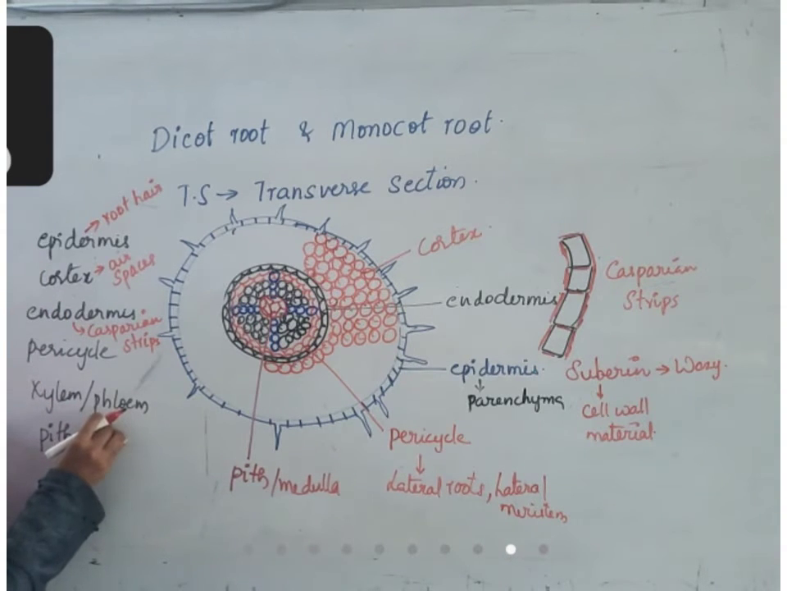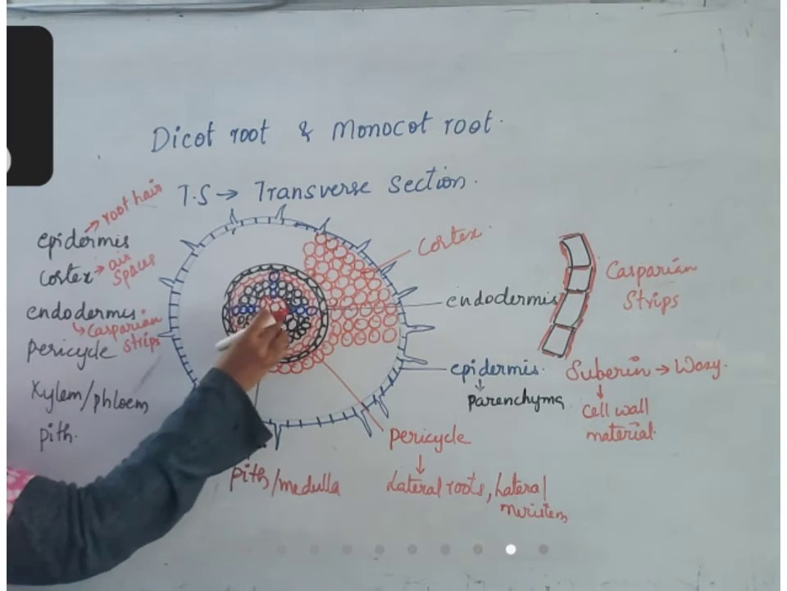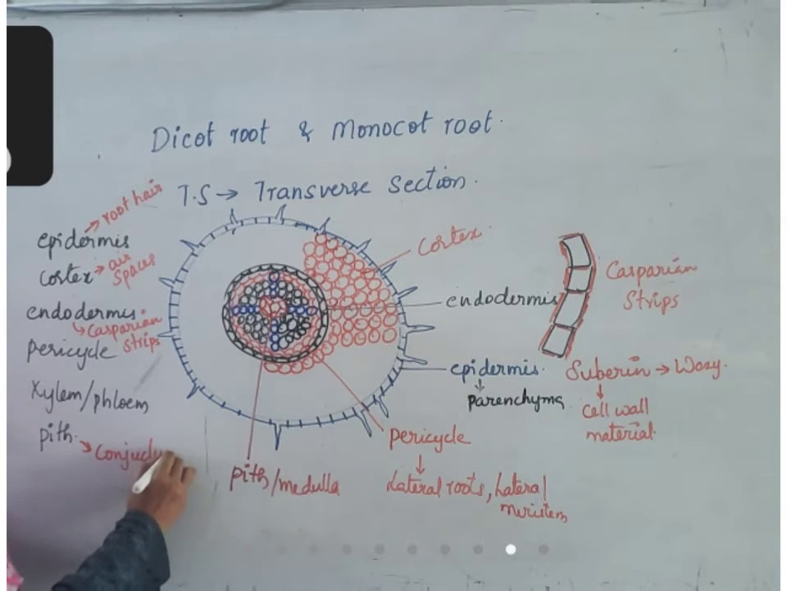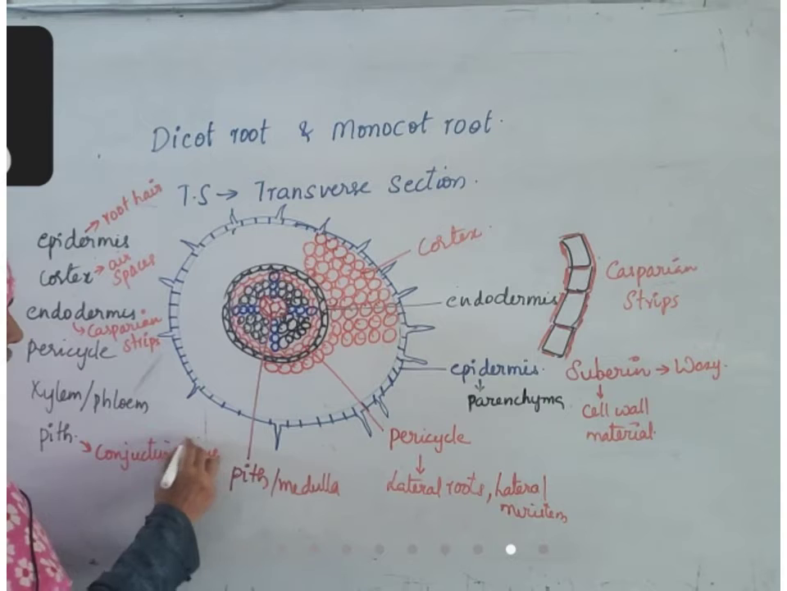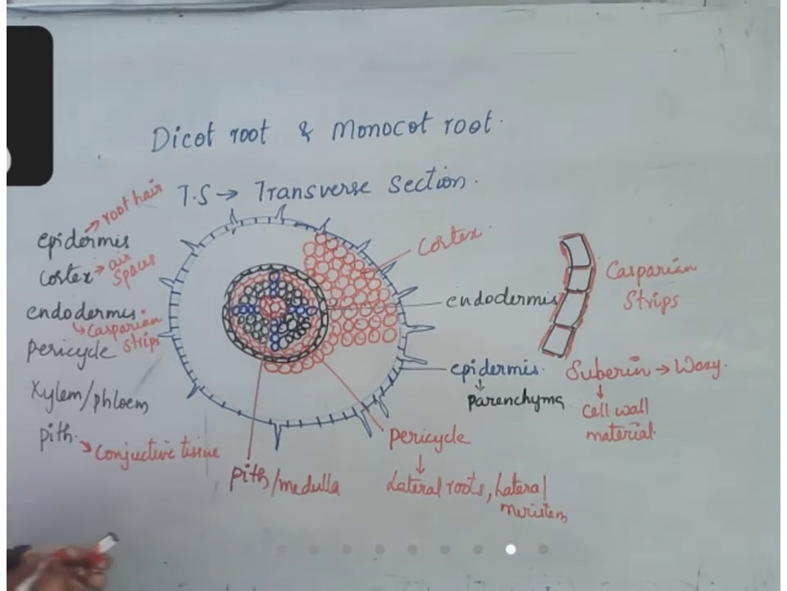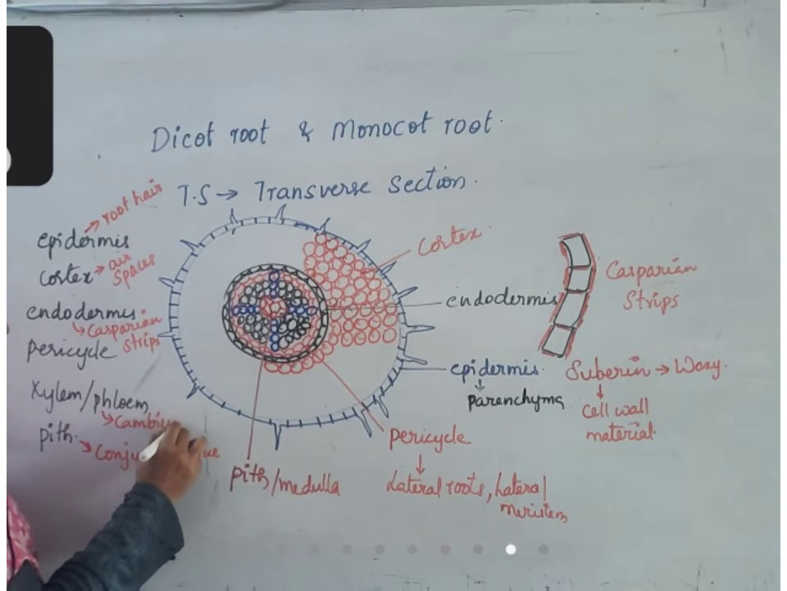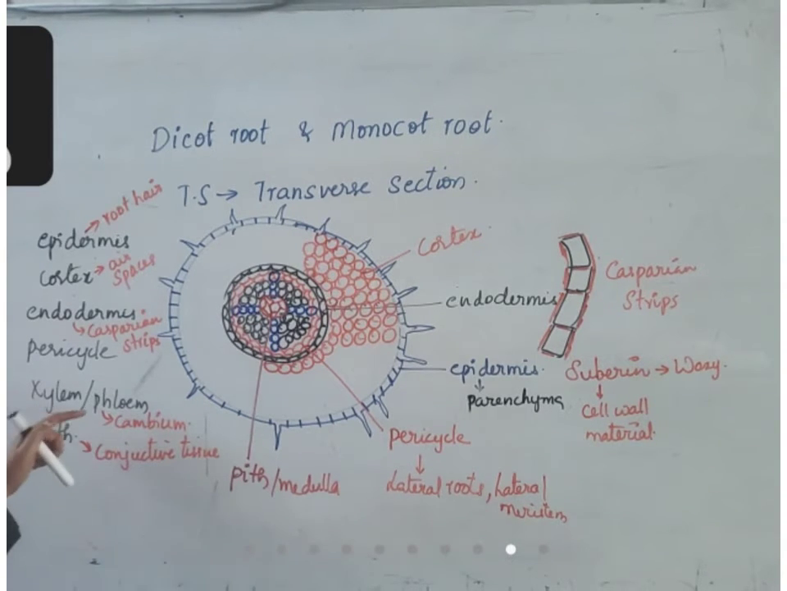Xylem and phloem are present inside. Okay, pith is the central region. It is made up of conjunctive tissue. As we have discussed, after the xylem and phloem are formed, in the later stages of life, cambium arises between xylem and phloem. Yesterday we discussed cambium, a lateral meristem, that arises between xylem and phloem. Okay. So that is about the TS of root.